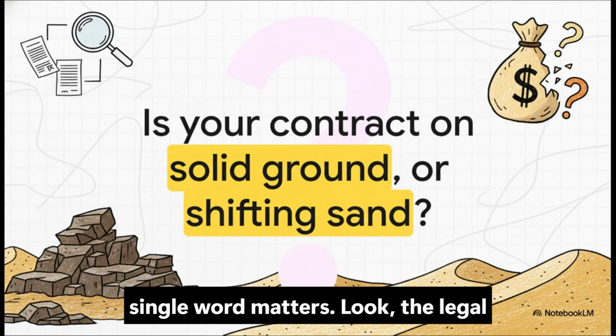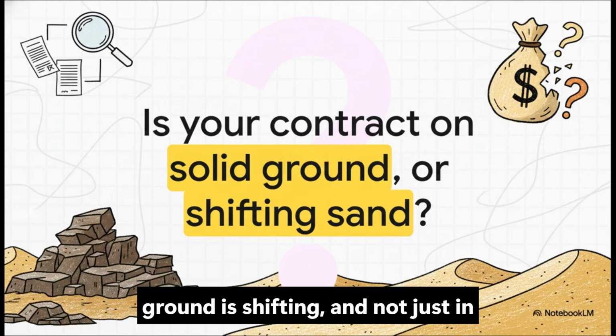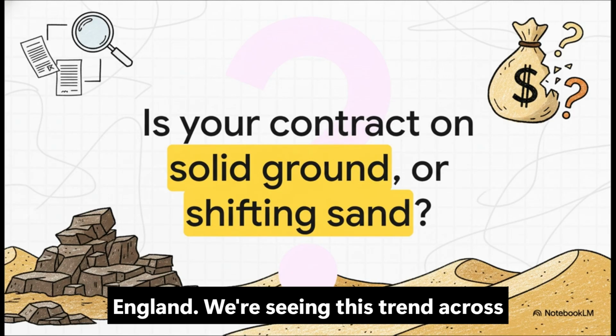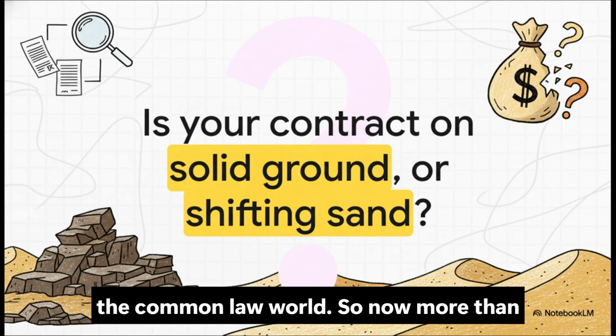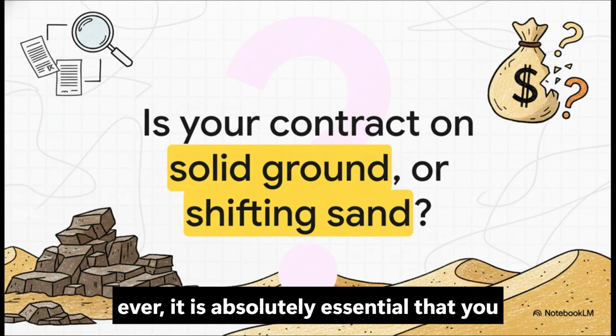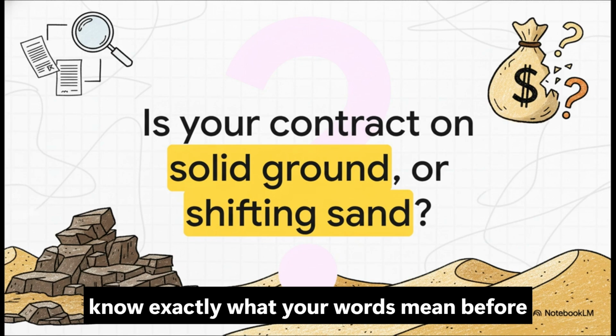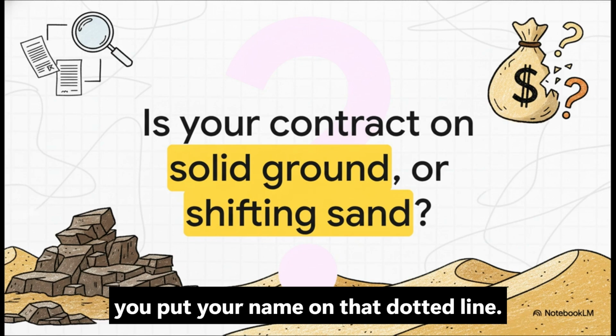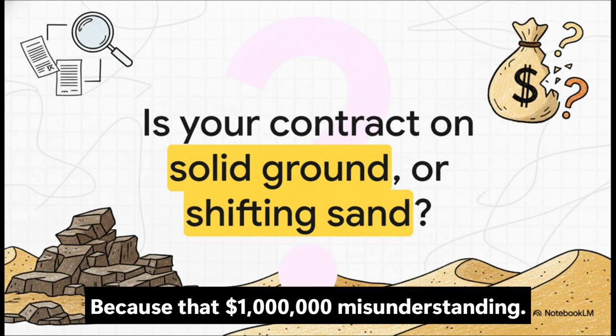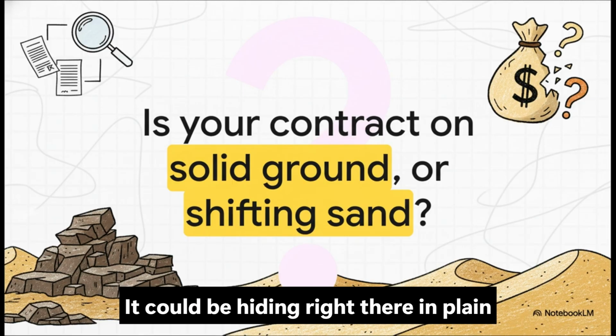Look, the legal ground is shifting, and not just in England. We're seeing this trend across the common law world. So now, more than ever, it is absolutely essential that you know exactly what your words mean before you put your name on that dotted line. Because that $1 million misunderstanding could be hiding right there, in plain sight.